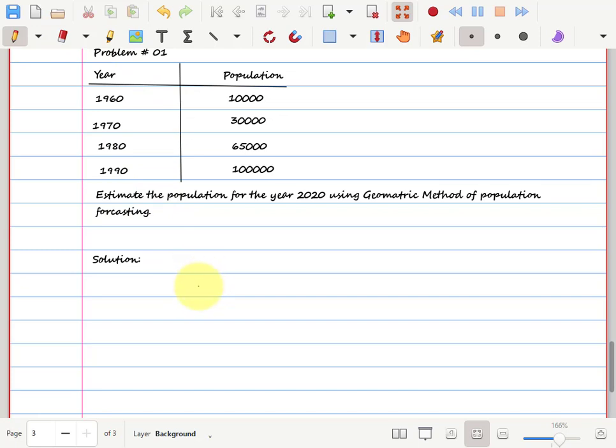As we know, the formula for the geometric method is Pn is equal to P naught into 1 plus R divided by 100 all raised to the power n. As we said, the latest population given to us is our Pn, right? So we got Pn. This is equation number 1. Now we need R and N. So let's first try to find out N.